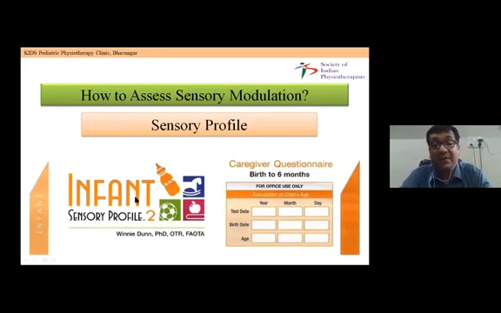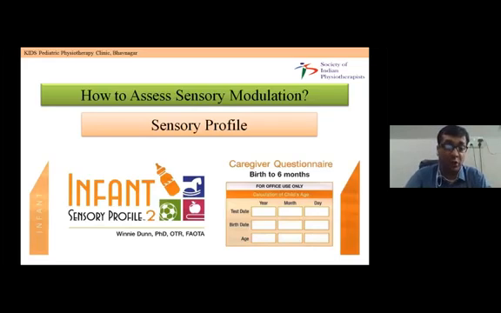Now the question will come like how we are going to assess the sensory modulation. For sensory we are using SIPT, but SIPT doesn't play a role in diagnosing sensory modulation. For diagnosing sensory modulation, we have the Sensory Processing Measure and the Sensory Profile. Now the Sensory Profile is available.